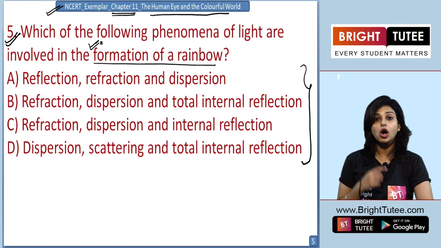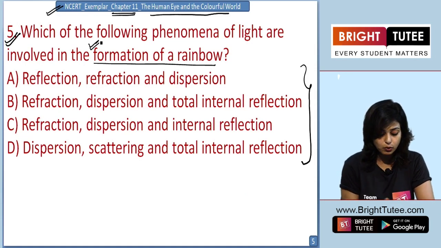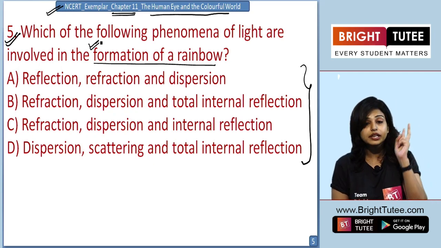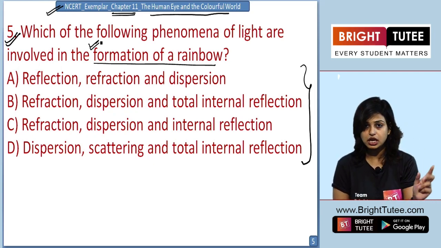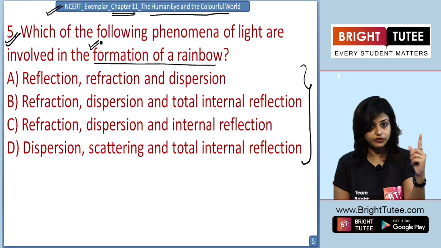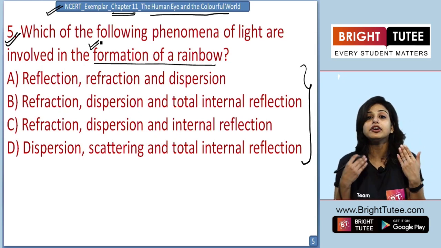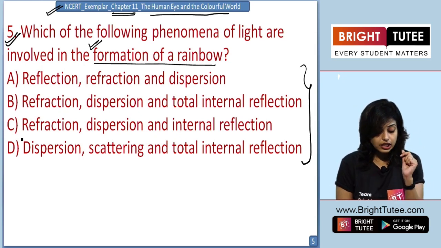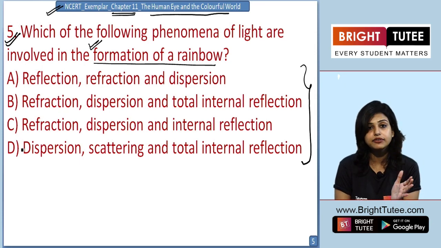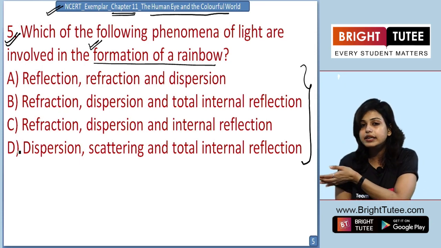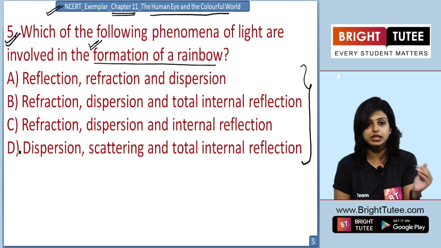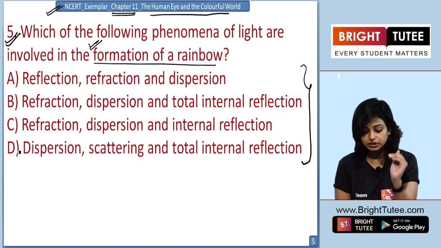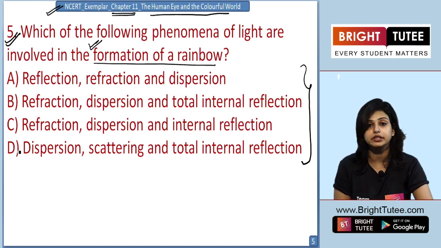The options are: number 1, reflection, refraction, dispersion. Number 2 says refraction, dispersion and total internal reflection. Then C says refraction, dispersion and internal reflection. And the last option reads dispersion, scattering and total internal refraction.